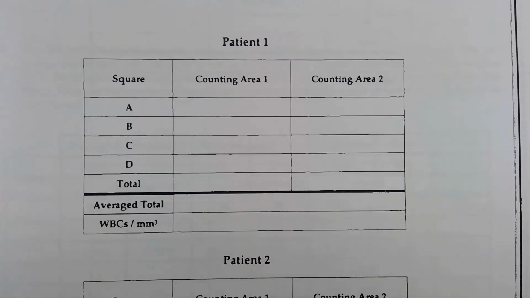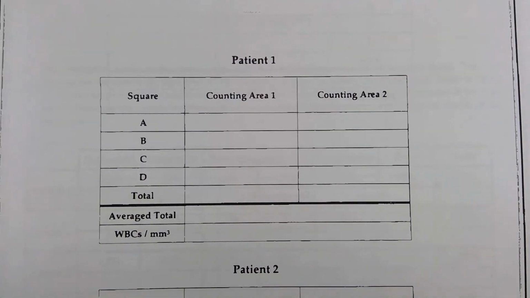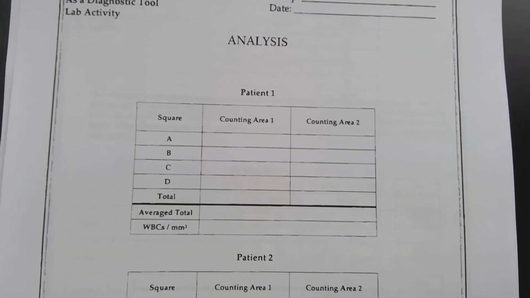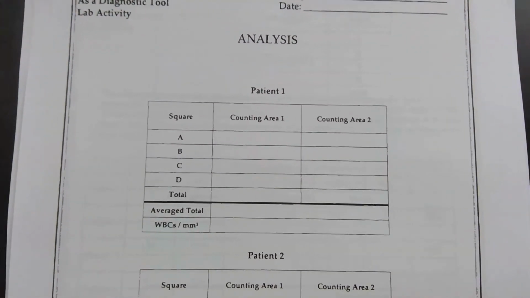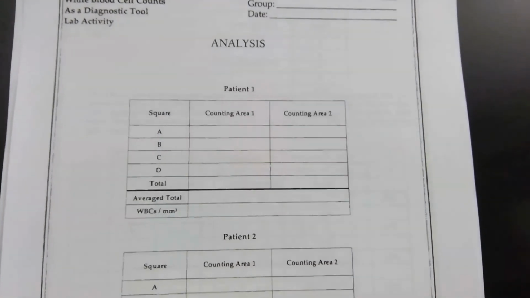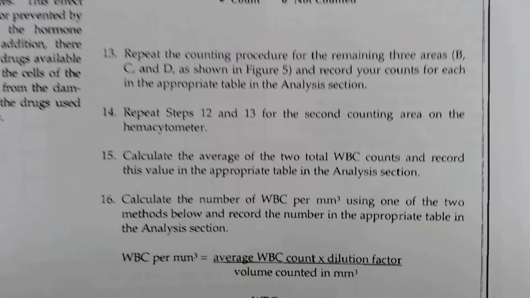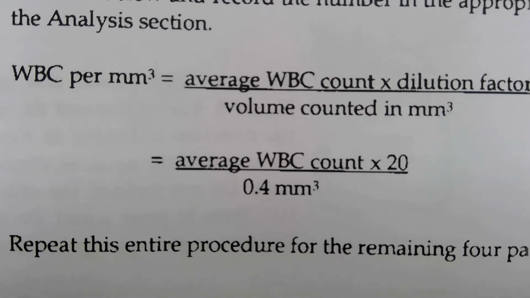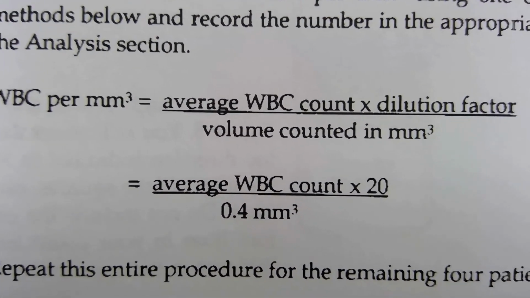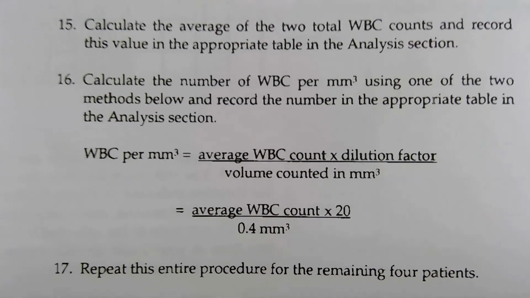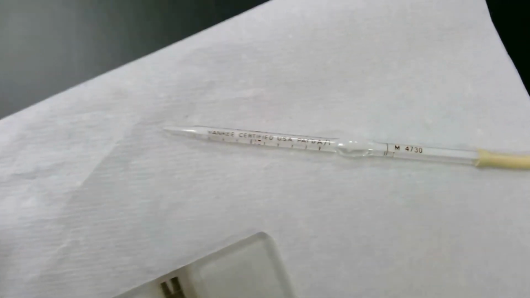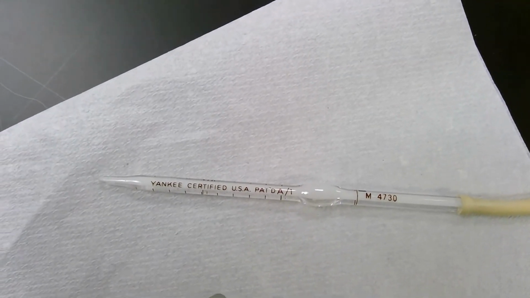Then we have to take into account that we diluted this. So we just counted diluted blood. We want to know how many white blood cells are in the actual patient. So we have a math formula to help us figure that out. So you take your average count, you multiply it by 20, and you divide that by 0.4. So that's how we take into account the dilution that we did when we were mixing blood and water here.